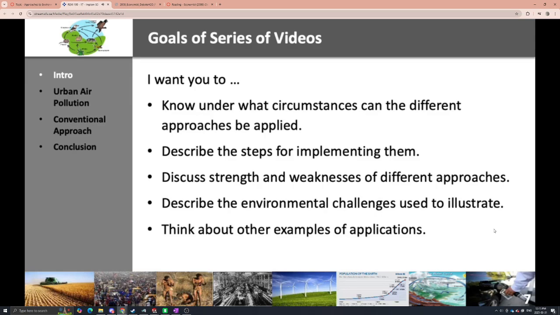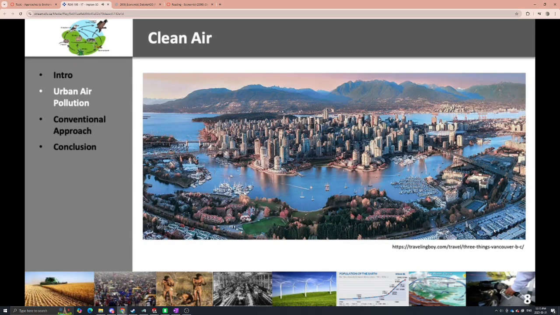I would also like you to have a basic understanding of the environmental issues that I'm using to illustrate the different approaches. So you should be able to describe the sources of ground level ozone in the lower mainland, the objectives of the Great Bear Rainforest Agreement, and the role of the stratospheric ozone layer. I also would like you to think about other possible examples for applications of the different management approaches. So let's get started with the topic of urban air pollution.